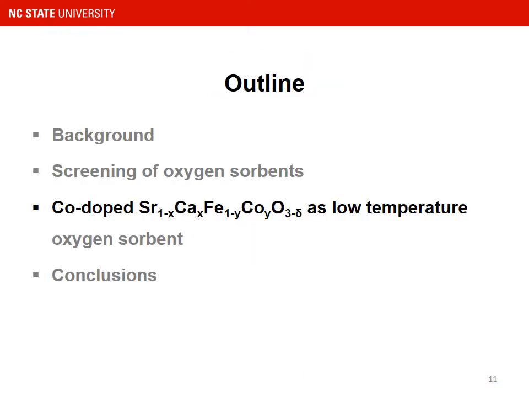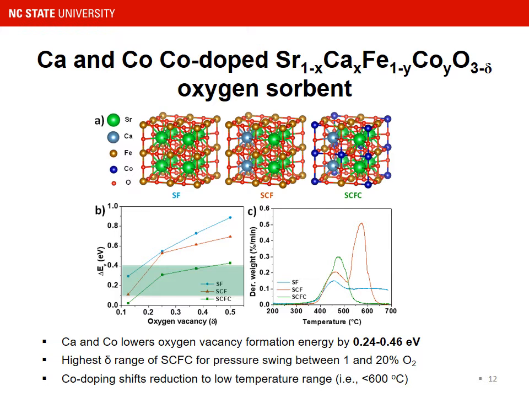Since we chose strontium ferrite as the base material, next I will demonstrate how we can further modify the material to tune its redox property so that we can achieve the best air separation performance. From previous screening, we know that calcium- and cobalt-containing perovskites generally have low reduction temperature. That's why we choose these two elements as dopants to further modify the redox property of the strontium ferrite sample.